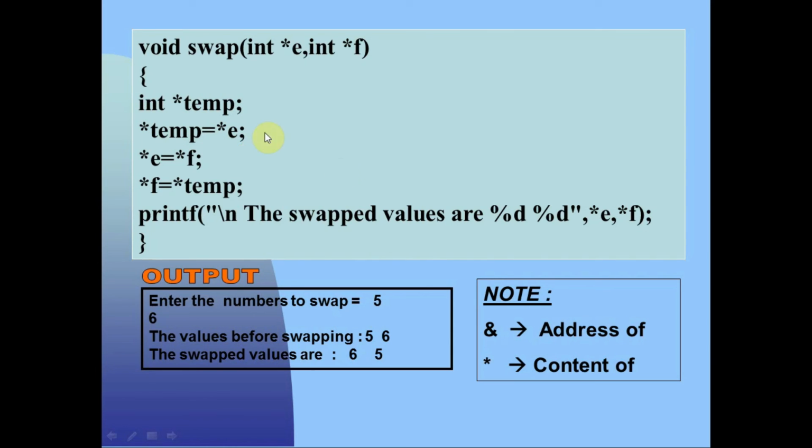So the original data is swapped, that is, interchanged. For example, before swapping, a equals 5 and b equals 6. After swapping, a equals 6 and b equals 5. So ampersand refers to the address of the variable, and asterisk refers to the pointer variable, the content of. Thank you.